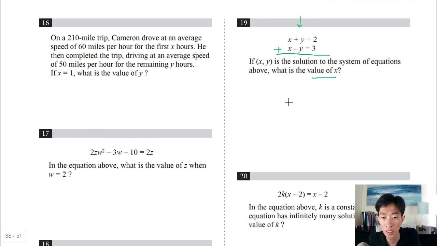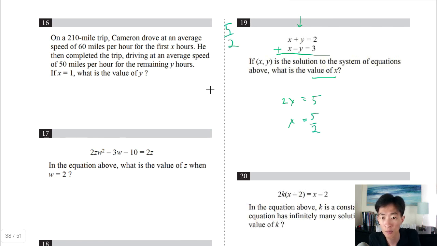So let's do that. x plus x equals 2x. Positive y plus negative y is 0. And then 2 plus 3 is 5. Divide both sides by 2. I get x equals 5 halves, and that's going to be the answer.